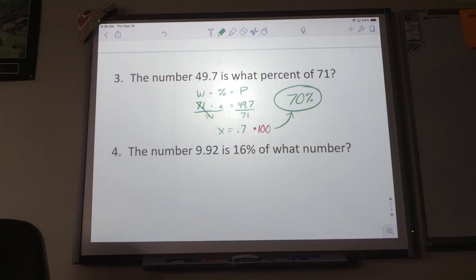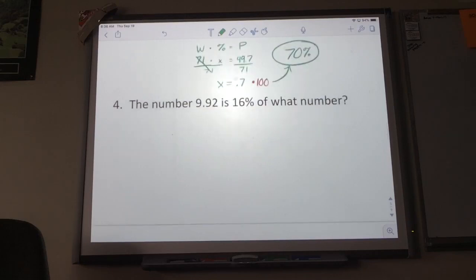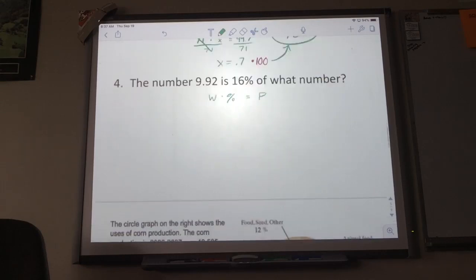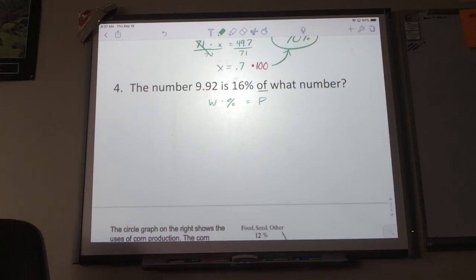Last one, the number 9.2 is 16% of what number? I heard the word percent, so I'm going to write down whole times percent equals part. So 9.2, what is that? Whole, percent, or part? Part, because again, this word of helps us out a lot. Of usually leads to the whole afterwards. So of what number multiplied by 0.16 equals 9.2.